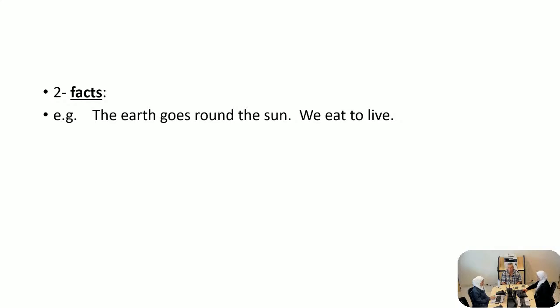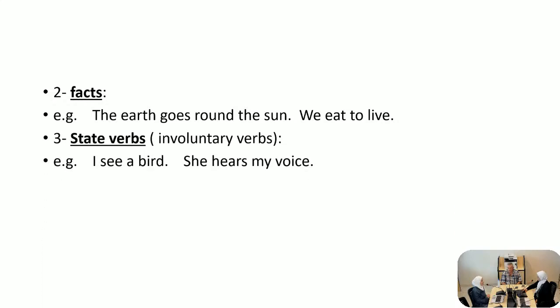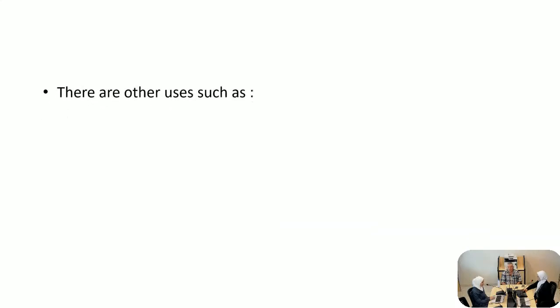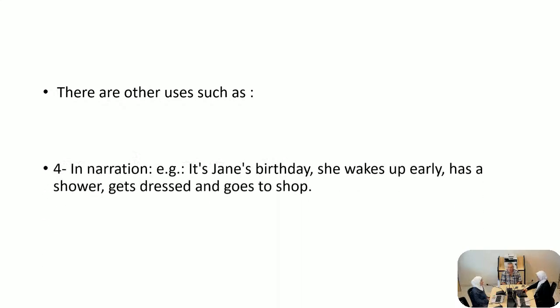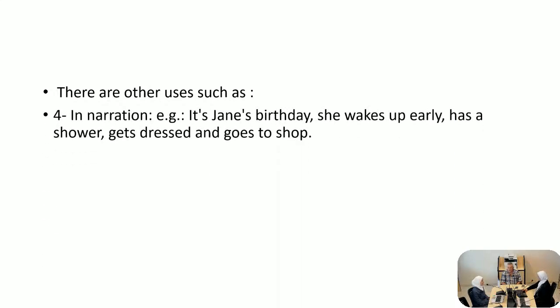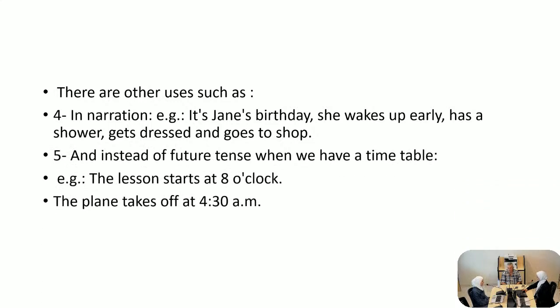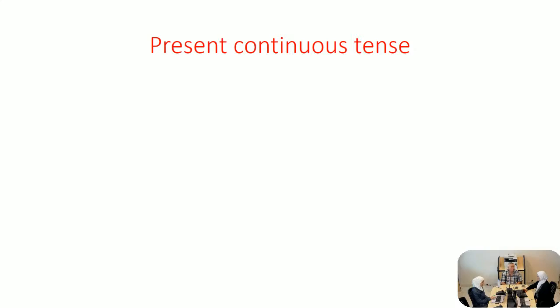Number 2 is with facts. Example, the earth goes around the sun. We eat to live. And then we use it for state verbs, involuntary verbs, like I see a bird, she hears my voice. There are other uses such as in narration, it's Jane's birthday. She wakes up early, has a shower, gets dressed, and goes to shop. And instead of future tense, when we have a timetable, like the lesson starts at 8 o'clock, the plane takes off at 4:30 a.m.